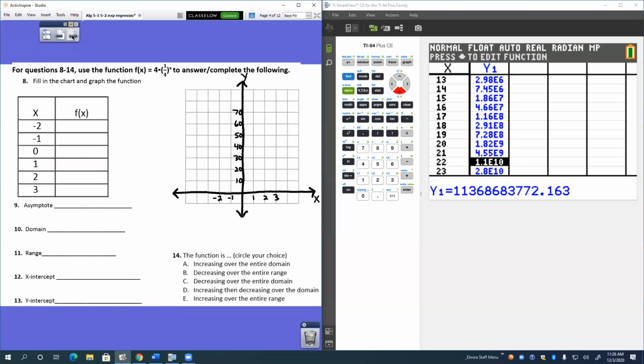Take a look at the next one. For questions 8 through 14, you want to use this function, 4 times 1/4 to the x power. You're going to fill in the chart. So the first thing that you're going to want to do is type this into the y equals, and then graph it. After you find the points, find your asymptote, domain, range, x-intercept, y-intercept, and then say whether it's increasing or decreasing over the domain or over the range. Go ahead and do 8 through 14, please. Go ahead and do all 6 of those questions. This is gonna take you a couple minutes.